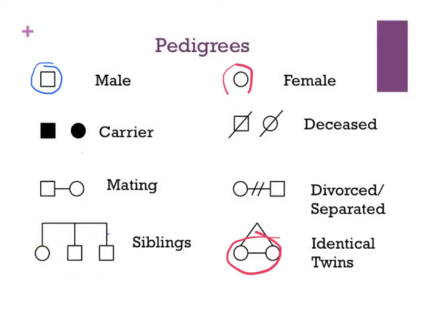Siblings are connected with this top point right here, this way. And then if they're identical twins, they're also connected with a horizontal line. That horizontal line is not there to show that the twins have mated, but to show that they are in fact identical, and so they're connected in that triangle there.